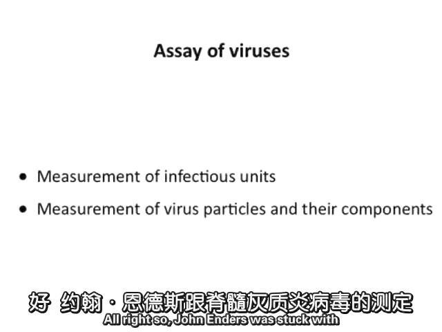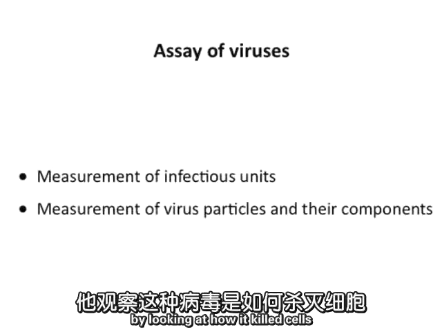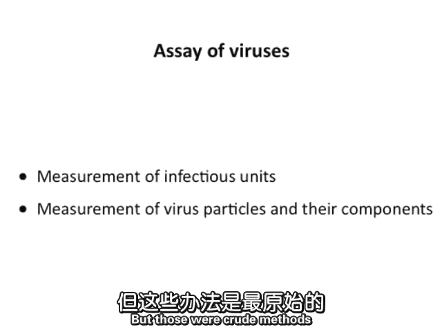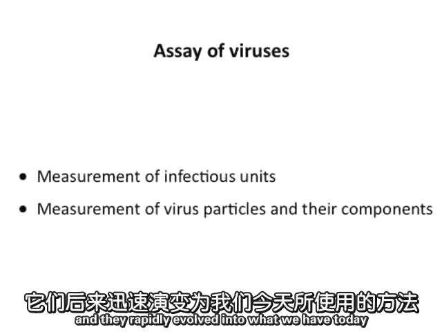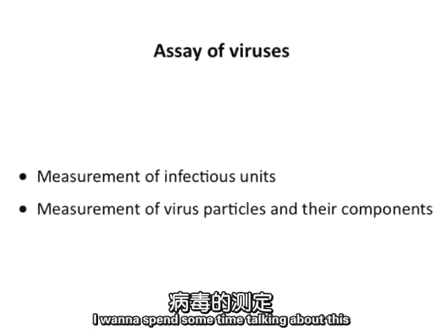All right, so John Enders was stuck with assaying poliovirus by looking at how it killed cells and by taking his virus and putting it in animals. But those were crude methods, and they rapidly evolved into what we have today, the assay of viruses. And I want to spend some time talking about this.